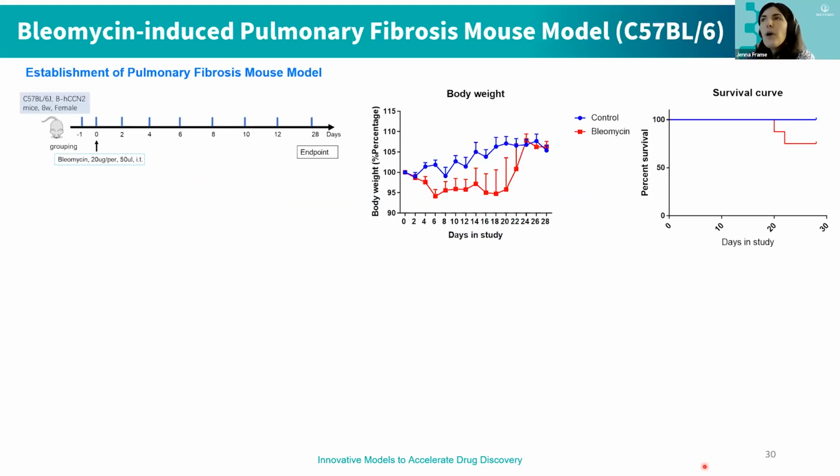Moving on to the pulmonary fibrosis model, which is accomplished via intratracheal administration of bleomycin. So as shown, mice were injected with bleomycin on day 0. And treated mice tend to lose some body weight and have a slight reduction in survival.